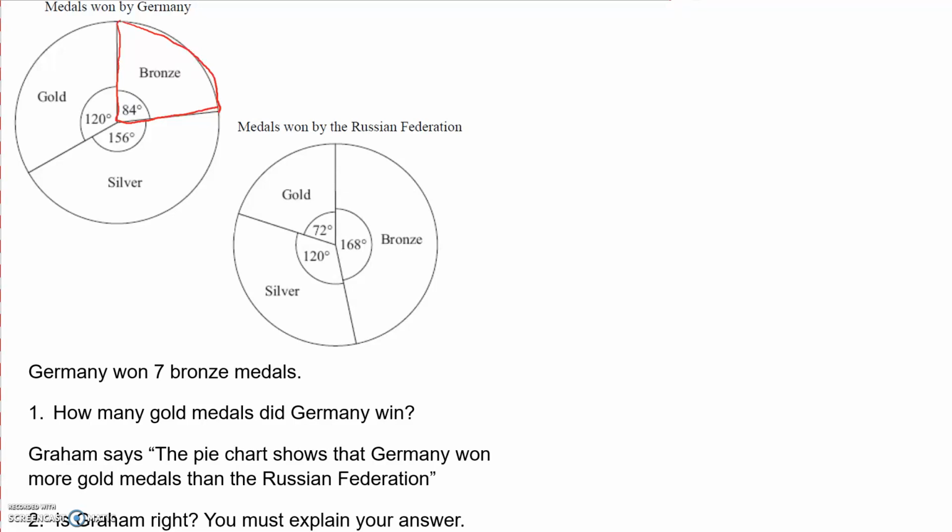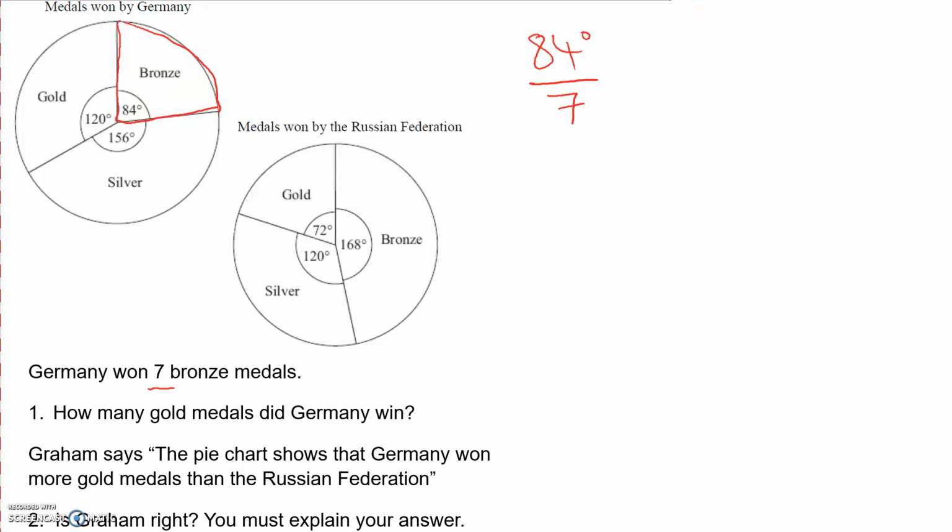Now there are different ways to do this, but perhaps the simplest is to think, well, that 84 degrees is worth 7 medals. So it'd be handy if we could find out what 1 medal was worth in terms of degrees. So how will we do that? Well, if 84 degrees is 7 medals, if we divide by 7, then we should find out how many degrees there are per medal. Because 7 bronze medals is 84 degrees.